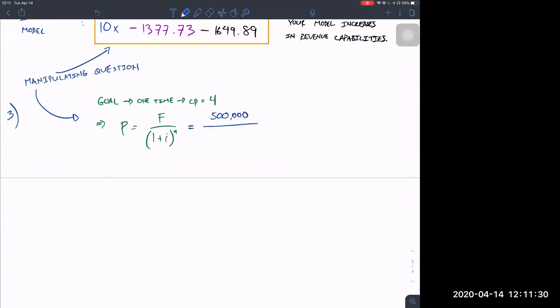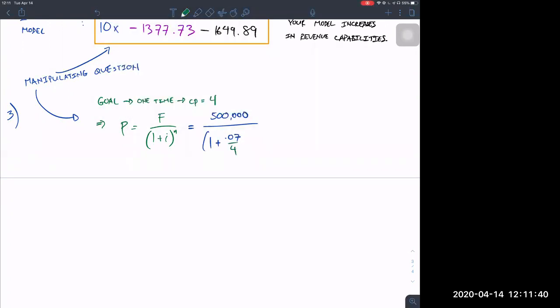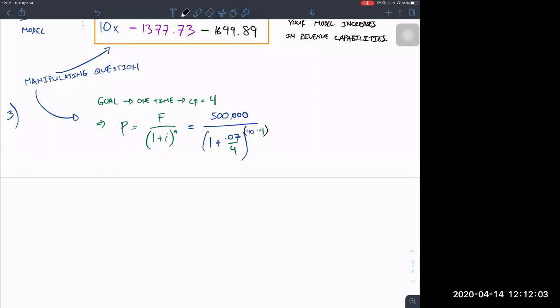$500,000, yeah. Which means that we have the following: 500,000 over 1 plus 0.07. Where did that 7% come from? It's given to you in the problem. We're compounding quarterly now, right? And we're doing this over 40 years, but it has to be 40 times 4. Just 160. Remember, this is all in the exponent, and then this is going to give you your P right here.